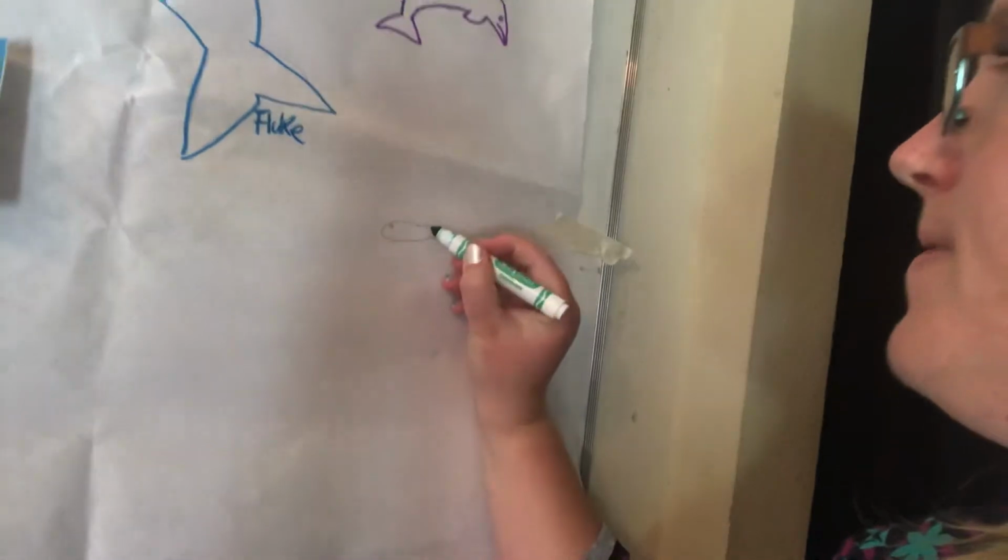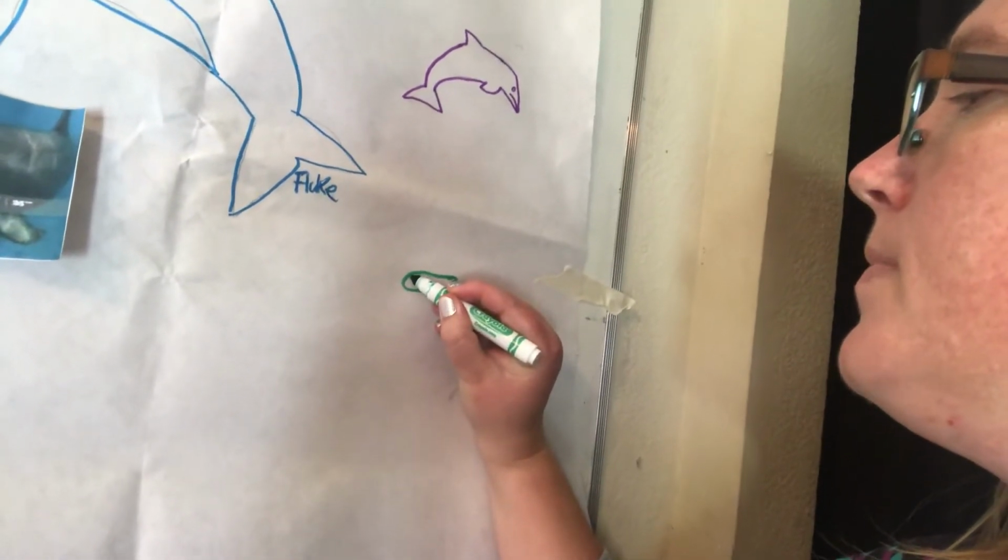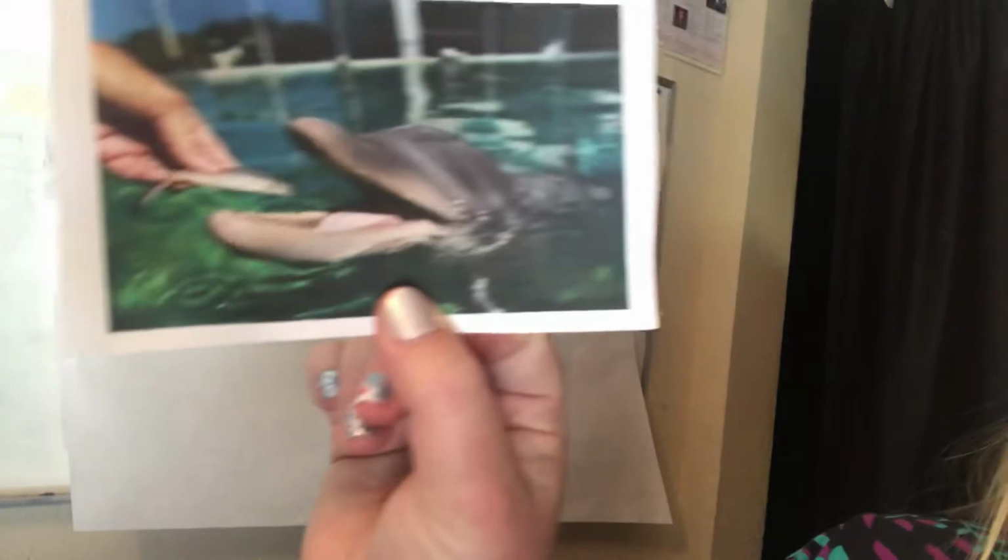So next, we're going to talk about what they eat. We're going to talk about what they like to eat. So part of their diet, they like to eat different things, but one of their main things they like to eat is fish. So I'm going to try to get my top off here of my marker. There we go. So they like to eat different kinds of fish, but fish that are smaller than them. And I have a picture here of a dolphin eating a fish. But this is a dolphin that you would see if it was in an aquarium. This one is probably not out in the ocean. So here they are feeding it fish, and they really do like fish.